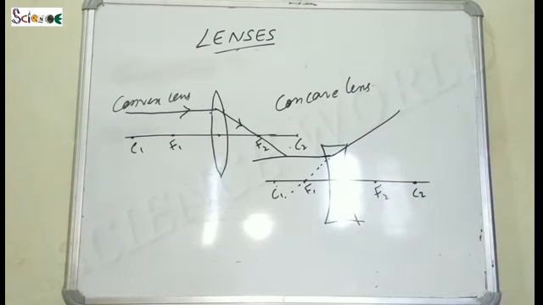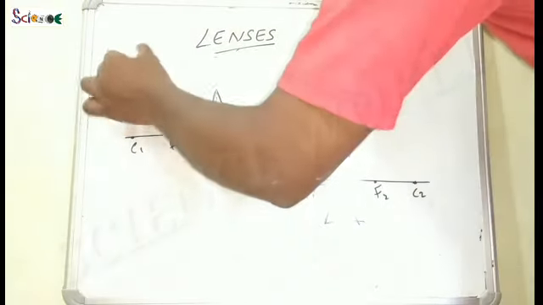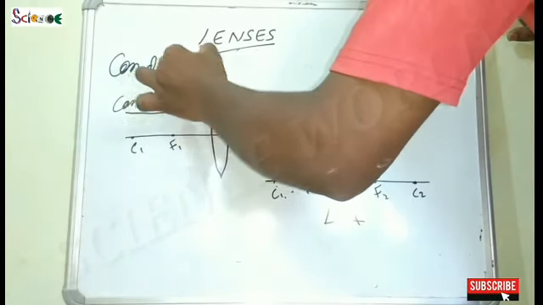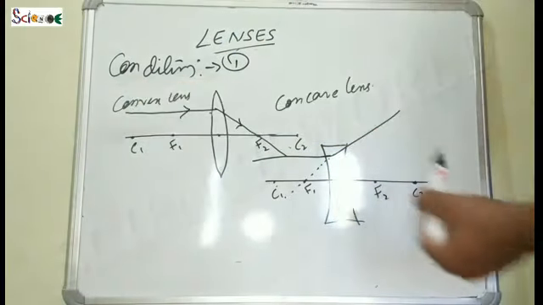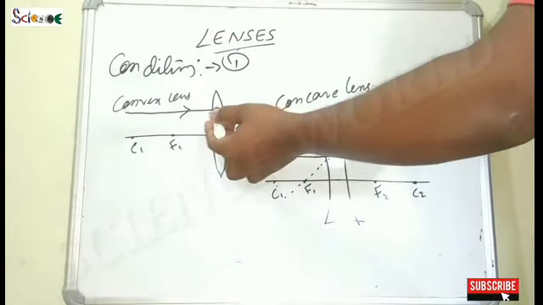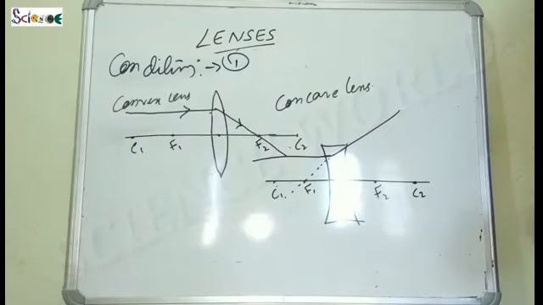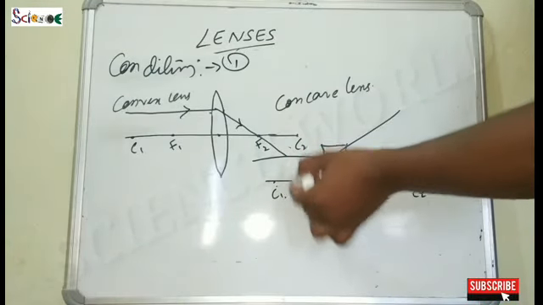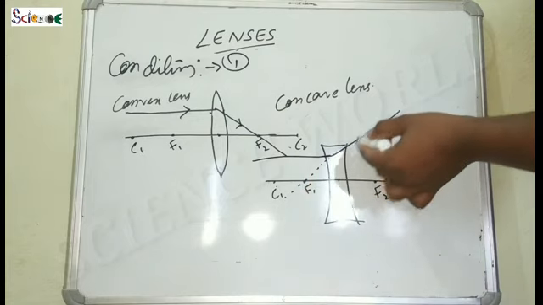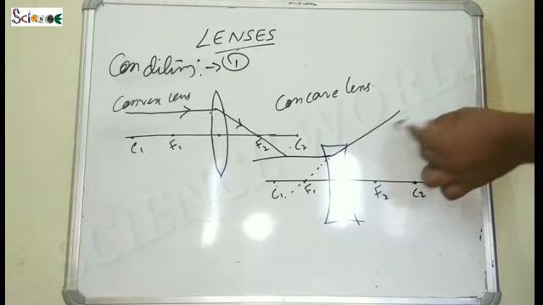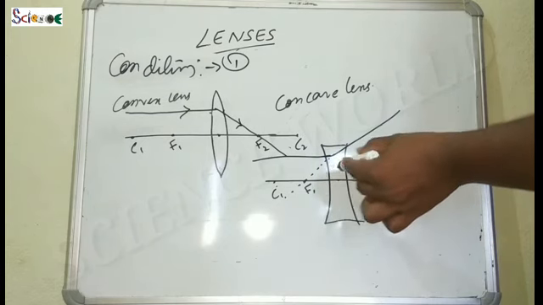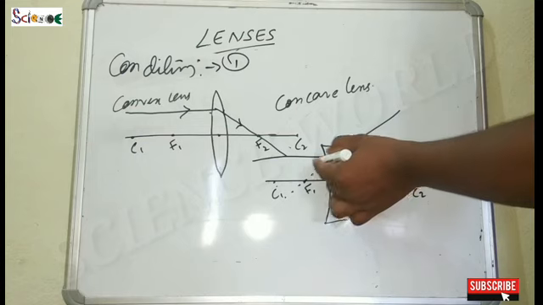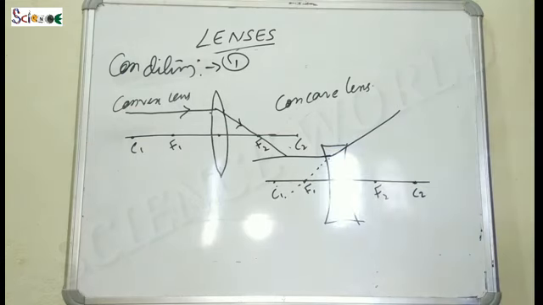Let me tell you that this is the first condition. Condition number one: when the ray is parallel to the principal axis, after refraction in the convex lens, the refracted ray will pass through the focus. And when the ray is parallel to the principal axis in the concave lens, it will refract in a manner that its imaginary ray passes through the focus.